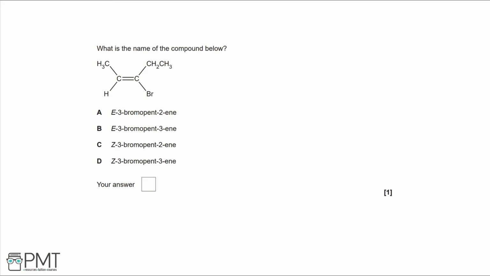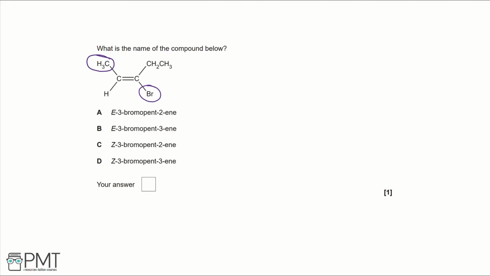So on the left, the highest priority group is going to be this methyl group, CH3. And on the right, it's going to be bromine. If you have a halogen on your alkene chain, that's always going to be the highest priority group. So then we need to look at if it's 2 or 3.